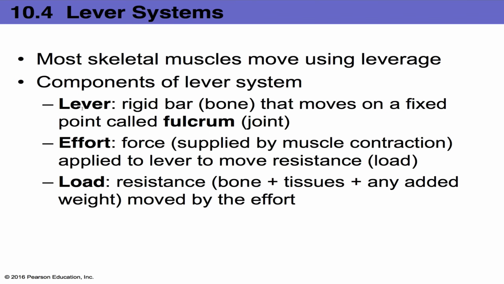A lever is a rigid bar that moves on a fixed point called a fulcrum when force is applied to it. The applied force, or effort, is used to move a resistance or a load. In your body, your joints are the fulcrum and your bones act as the lever. Muscle contraction provides the effort, which is applied at the muscle's insertion point on a bone. The load is the bone itself, along with the overlying tissue and anything else you're trying to move with that lever.